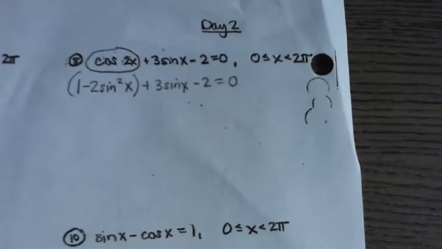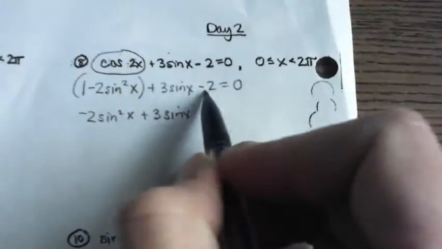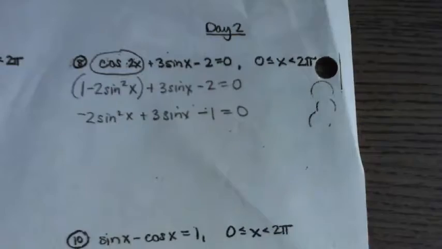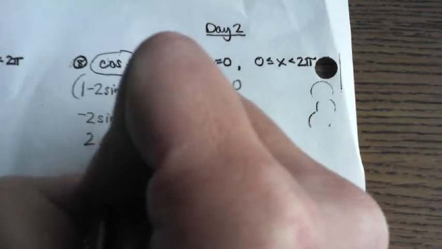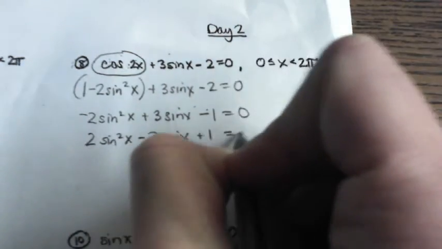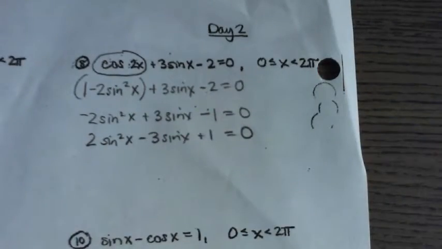And why did you choose 1 minus 2 sine squared? Right, good. So we want the whole thing in terms of sine. So negative 2 sine squared x plus 3 sine x. And then your negative 2 with your positive 1 just makes minus 1. Again, I hate that negative, so I'm going to divide everything by negative 1. And factor.